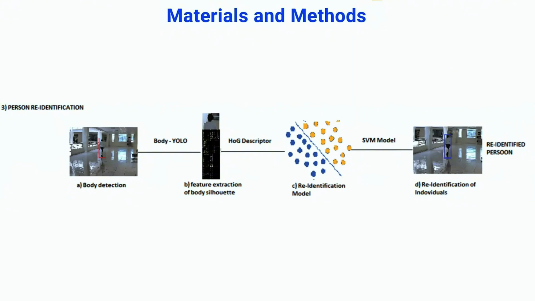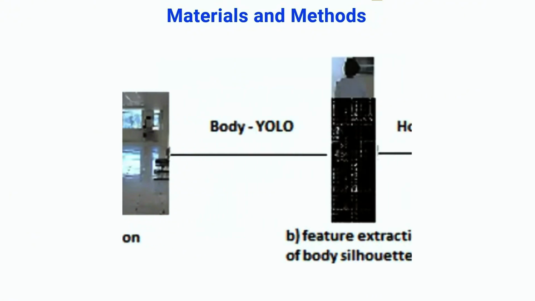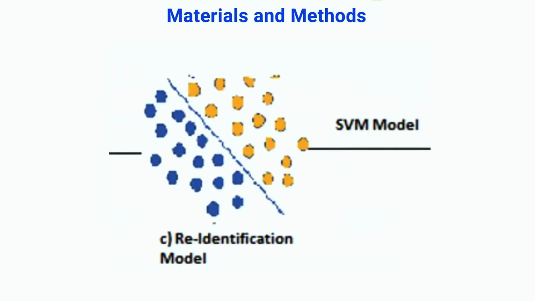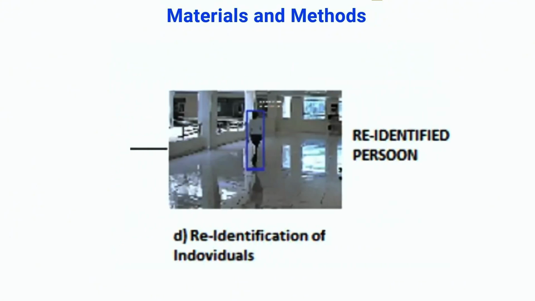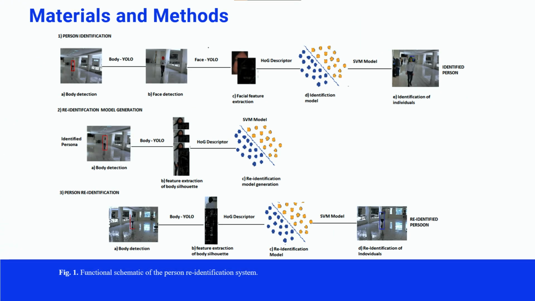3. Re-identification of persons. Once the person is identified and the re-identification model is created, if the face is not visible, the system A. extracts the body silhouette characteristics, B. through the HOG descriptor, and C. these data enter the previously trained re-identification model, SVM, and D. this determines to which class of individual it belongs. This process is performed, for example, in the second camera, processor 2, running in parallel. All these processes are performed in real time.